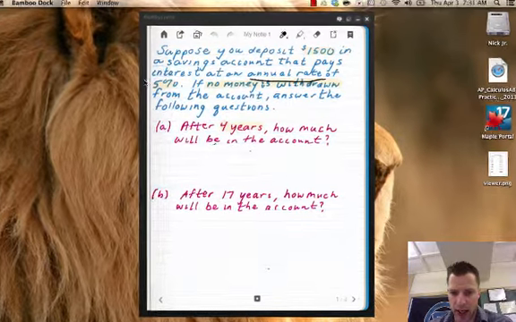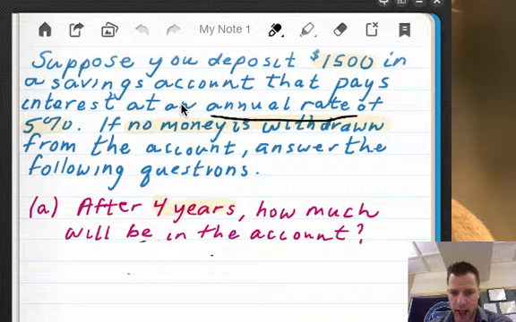All right, so let's go on to the next example. This one has to deal with money, and specifically depositing money. Like I said, I went through once before and I screwed this up, and I didn't record. So it says, suppose you deposit $1,500, and I highlighted that, in a savings account that pays interest at an annual rate of 5%, and that's really important too. If no money is withdrawn from the account, answer the following questions.